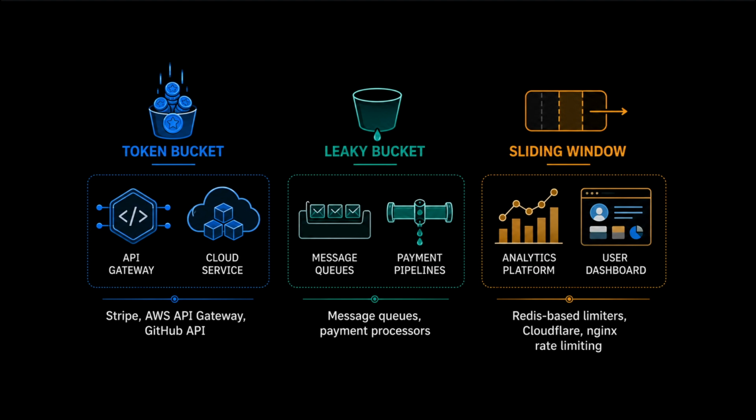Leaky bucket pops up in message queue systems, anywhere you have a producer consumer pattern where the consumer needs predictable throughput. Sliding window is what Redis backed rate limiters almost always implement. Cloudflare uses variations of it. Nginx has rate limiting modules built on similar principles. So the reality is that most production systems are hybrids. You might use sliding window for per user limits and token bucket for global API limits.